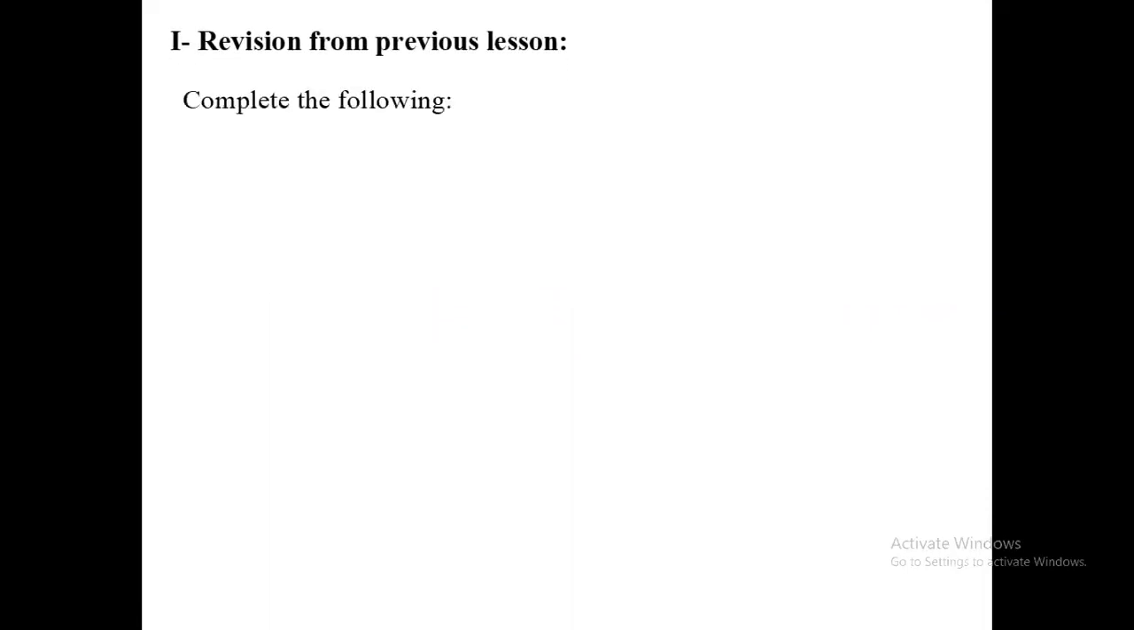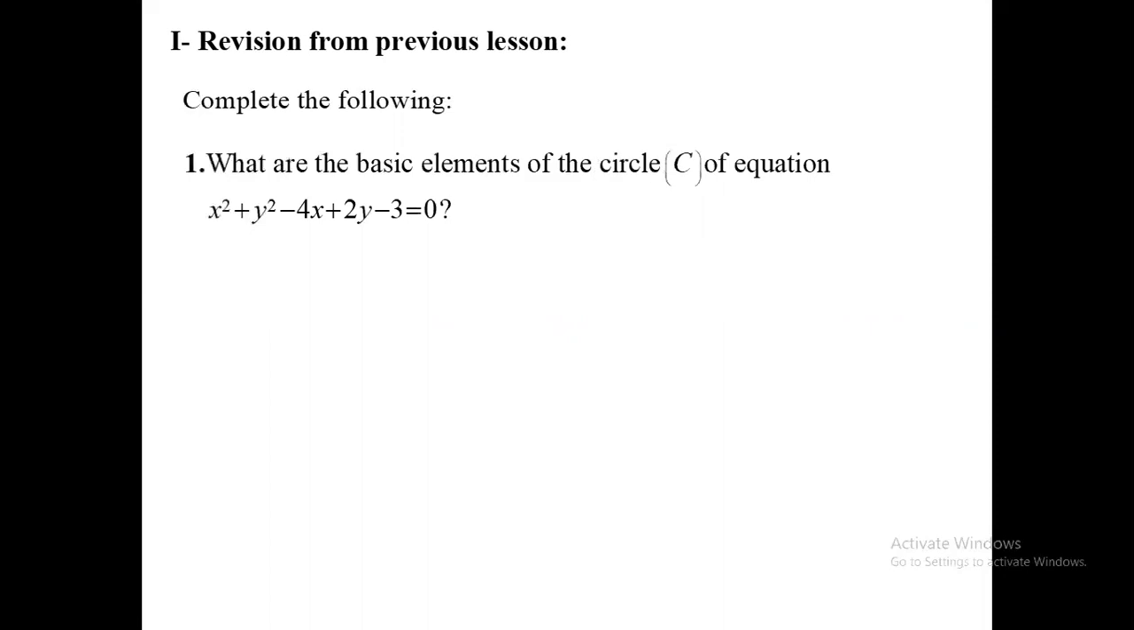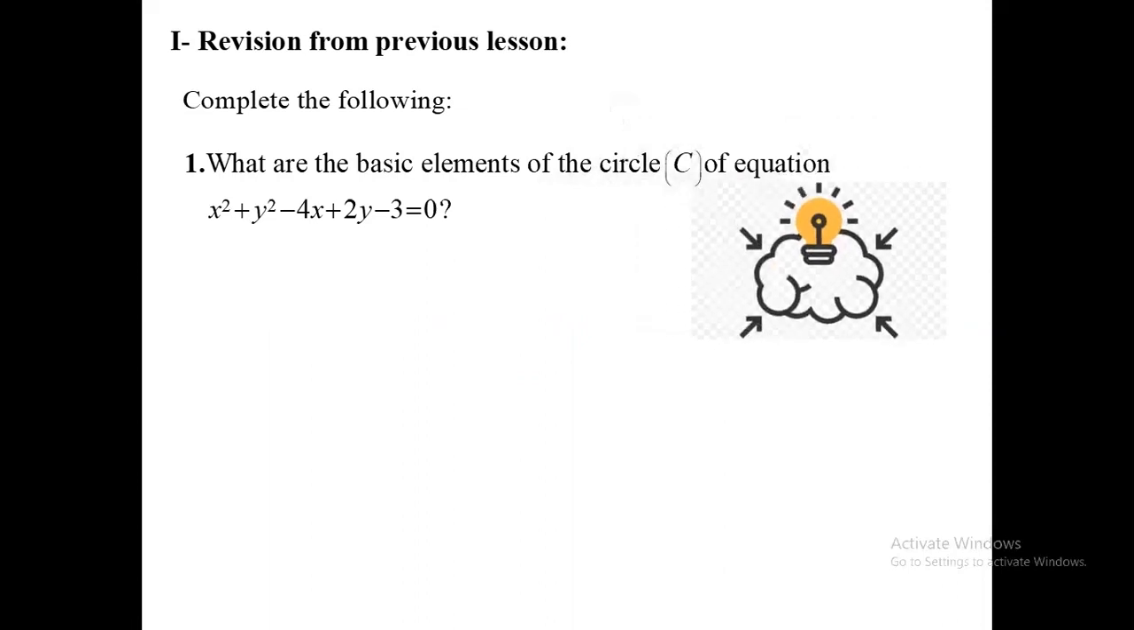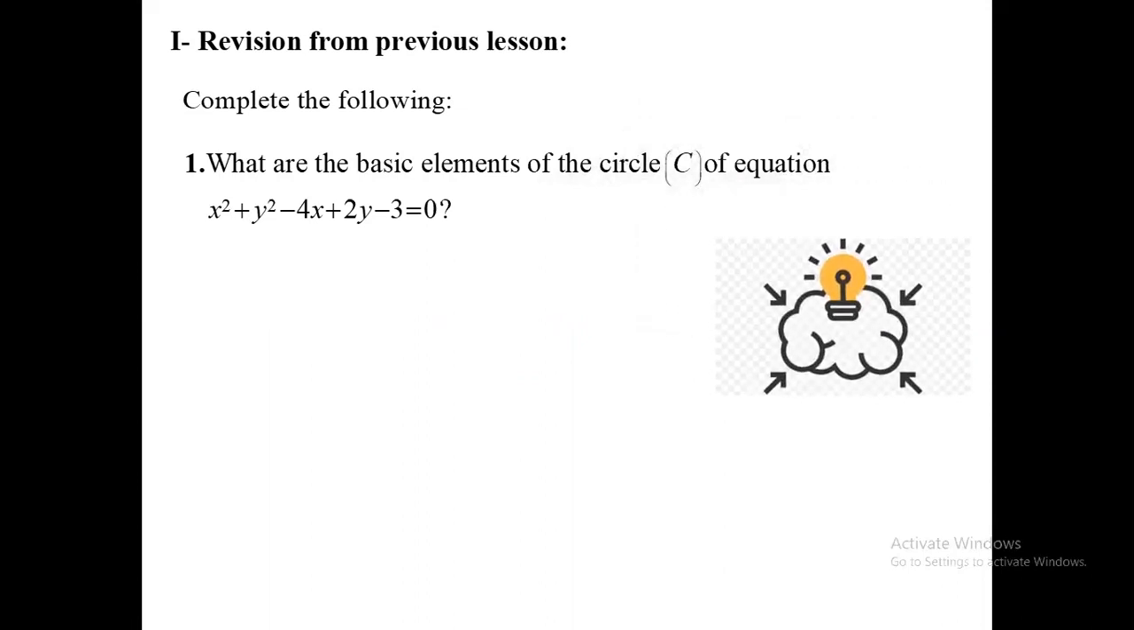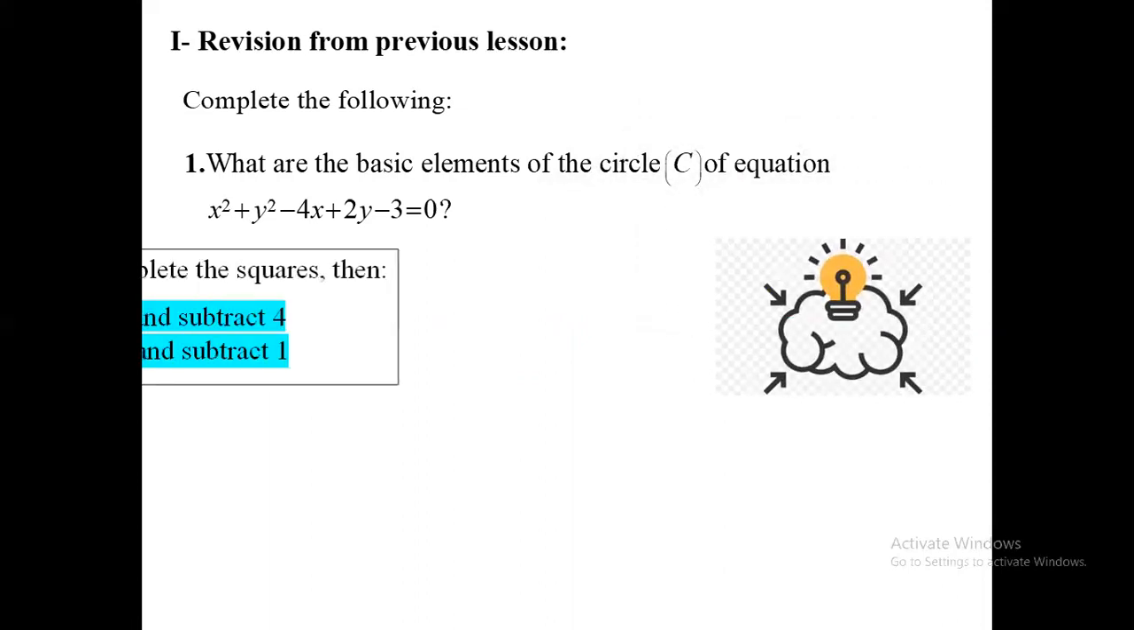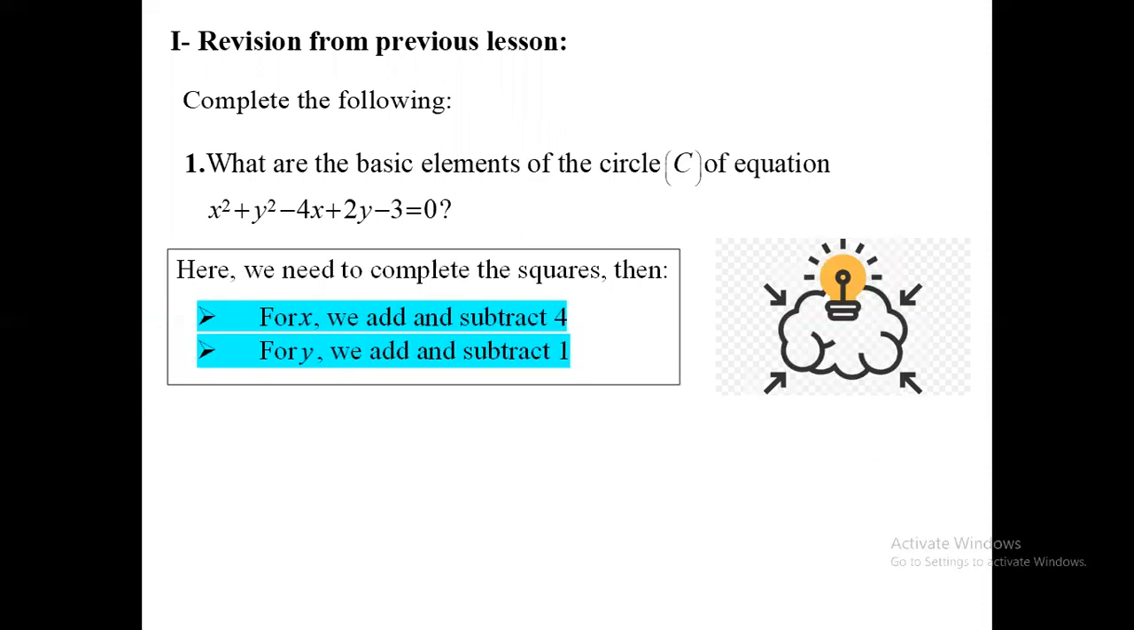Revision from previous lesson. Complete or answer the following. What are the basic elements of the circle C with equation x squared plus y squared minus 4x plus 2y minus 3 equals 0? In the previous lesson, you studied how to complete the square. Here, we need to complete the square. Then, for x, we add and subtract 4. For y, we add and subtract 1. Then, we get the following equation.